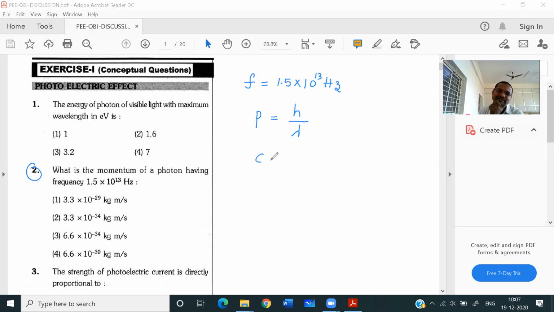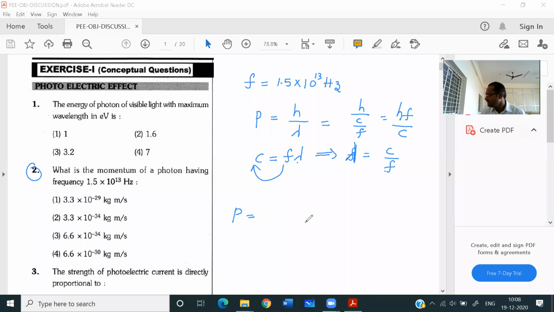We know one more relation, that C is equal to F lambda. Then lambda is equal to C by F. Substitute here, h divided by C by F. Lambda is equal to C by F, correct? F comes in the denominator, so it will become hF by C. So momentum is equal to hF by C.